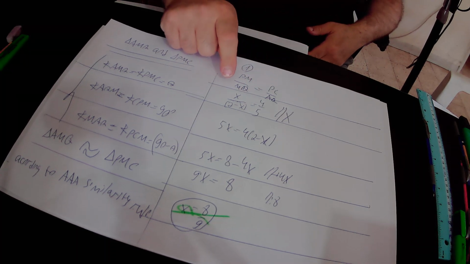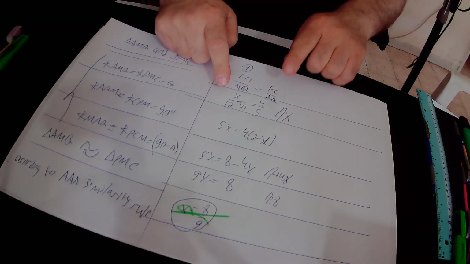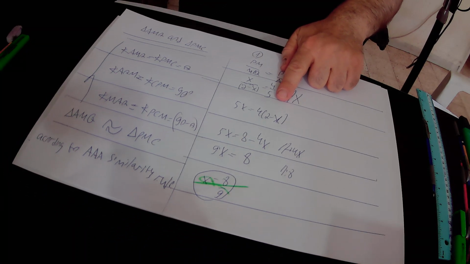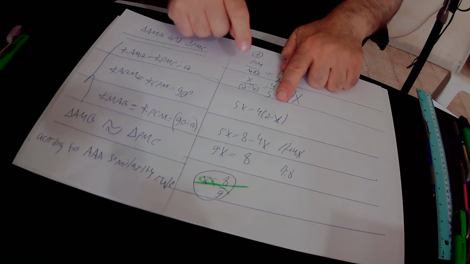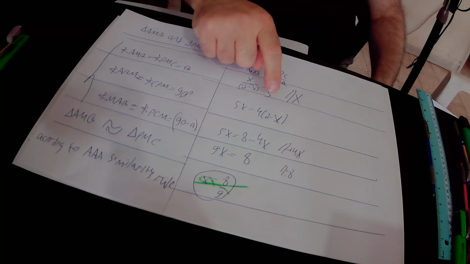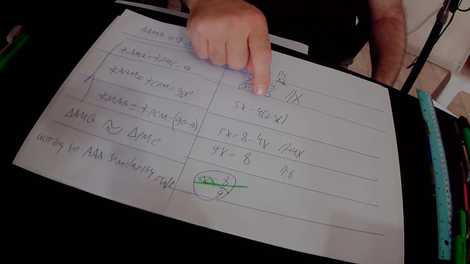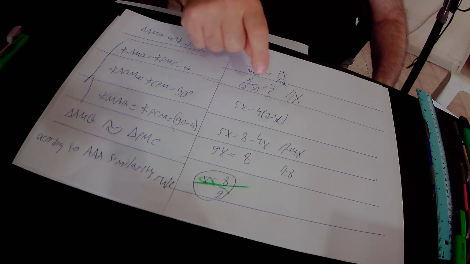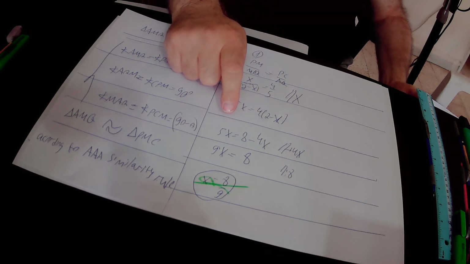Here we cross multiply this equation, and finally find that 5x equals 4 times (2 minus x). Here we open the brackets on this side of the equation, and find that 5x equals 4 times 2, which is 8, and 4 times minus x is minus 4x. So in conclusion, we found that 5x equals 8 minus 4x.